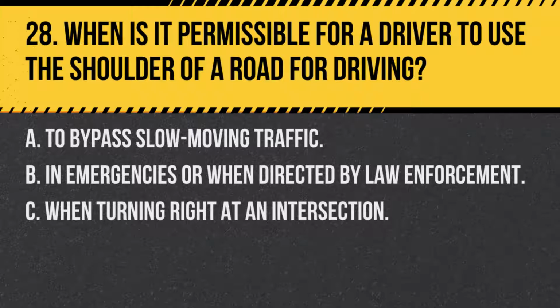Question 28. When is it permissible for a driver to use the shoulder of a road for driving? A. To bypass slow-moving traffic. B. In emergencies or when directed by law enforcement. C. When turning right at an intersection.